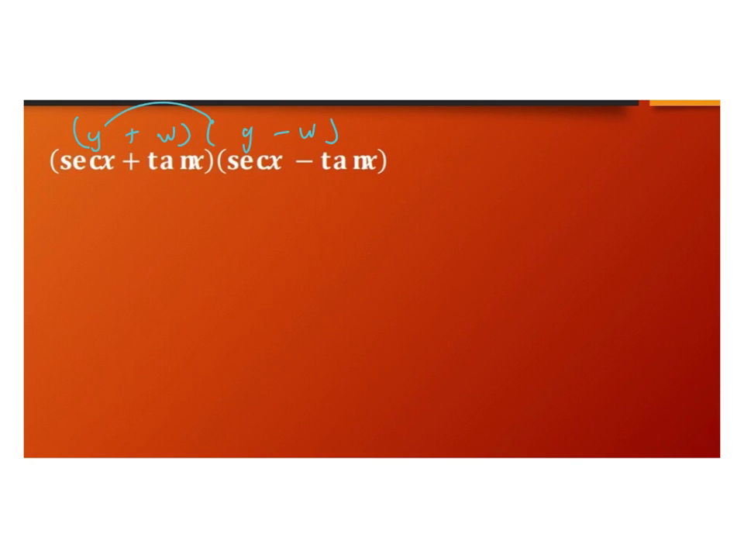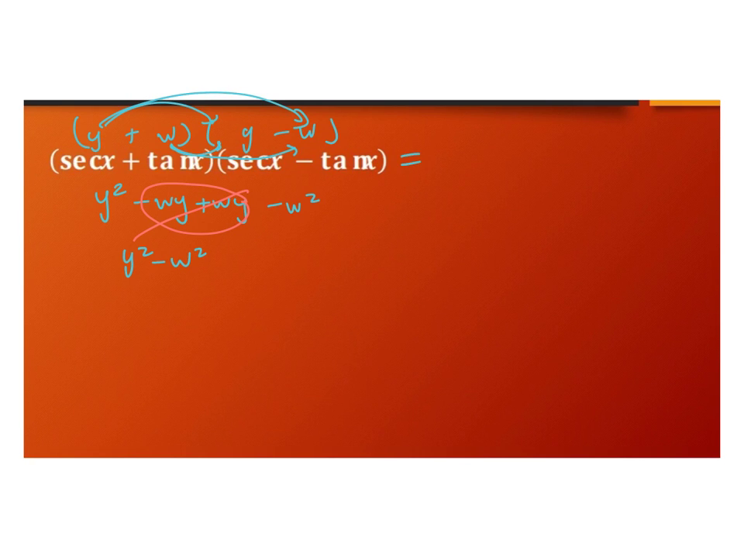So what we're going to do here is distribute this out. We have y times y, that would give us y squared. Y times negative w would give us a negative yw. And then do the same thing with the w. So w times y would give us a positive wy. And then w times negative w would give us a negative w squared. So our two middle terms are going to cancel out since we have one that's positive and one negative, leaving us with y squared minus w squared.